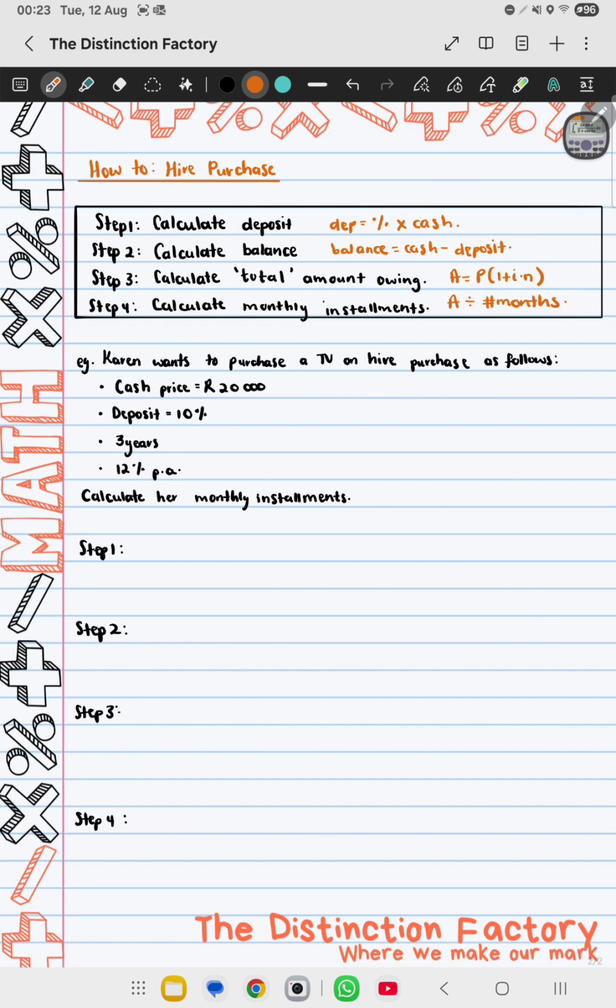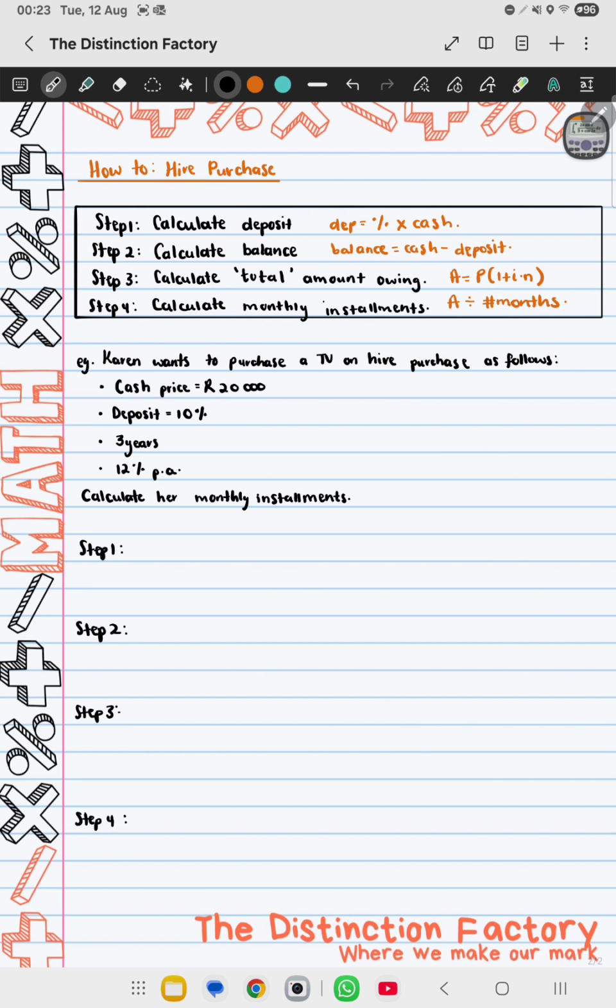Okay, there is an example down here. It says that Karen's cash price for her TV was 20,000 Rand. Her deposit is 10%, that is 10% off the cash price. She's paying for 3 years and she's paying 12% interest per annum. Calculate her monthly installments. You can pause the video here and try it out yourself. If not, you can go through this example with me.